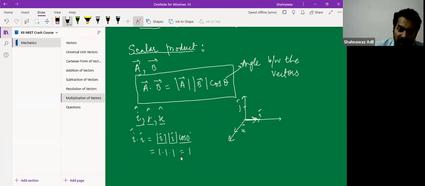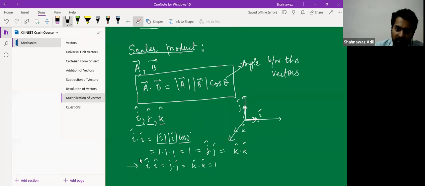And similarly, your J into J will be what? J into J again, cos zero, so this will be one. And your K into K will also be one. So this is the first property of universal unit vectors, that their dot product with itself is one. I dot I equals J dot J equals K dot K is one.